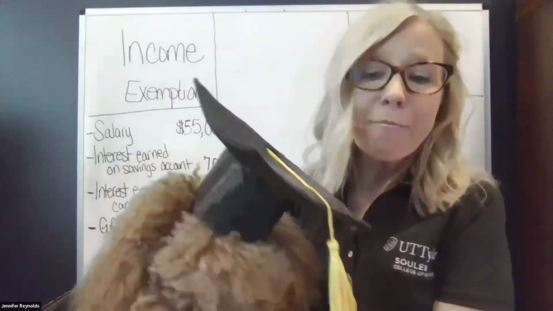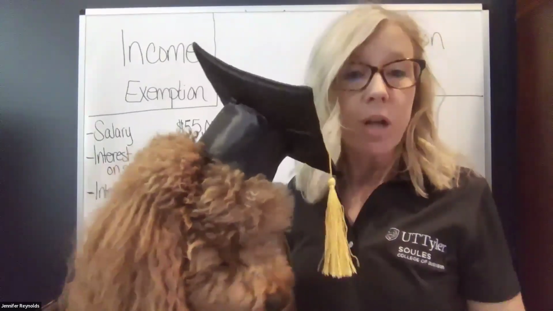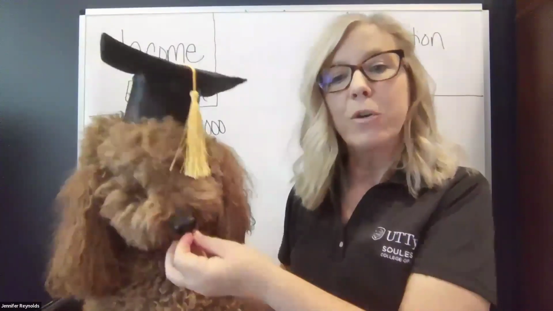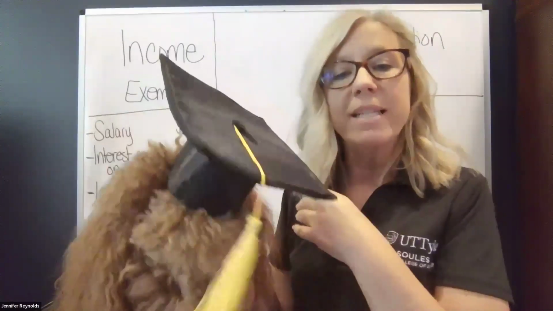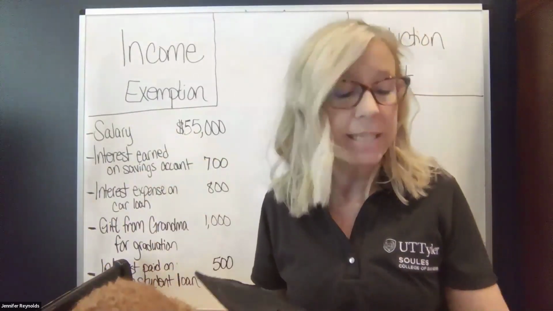Hi, you guys. I have Murphy here with us today, and Murphy is a recent UT Tyler Souls College of Business graduate. He graduated with his management degree, and he has some questions for us about his taxes. He tells us he's going to be making $55,000 a year in salary.